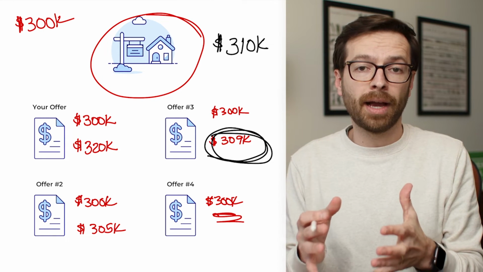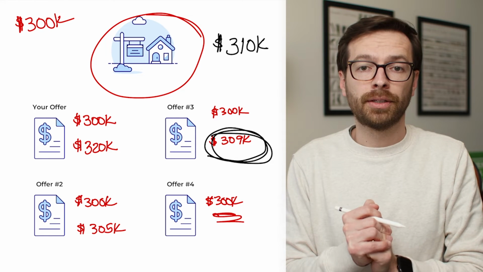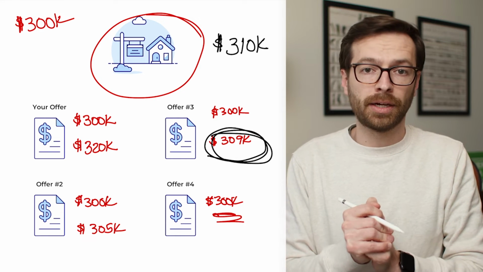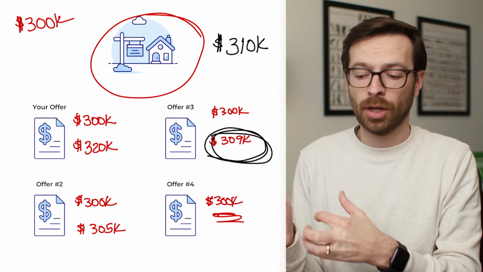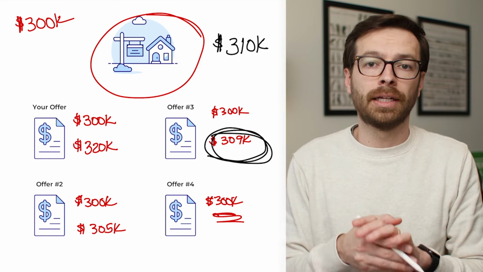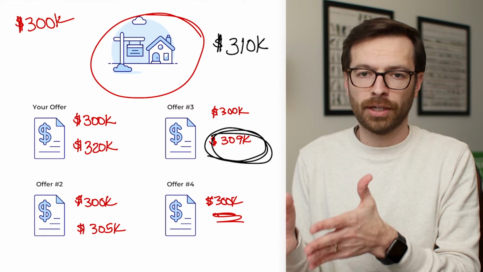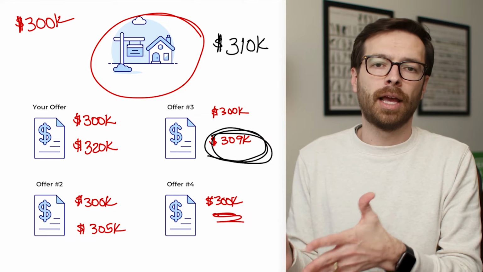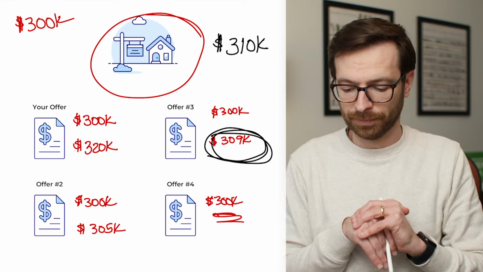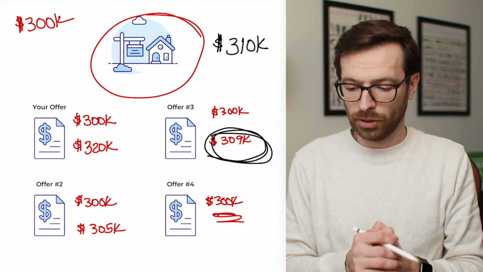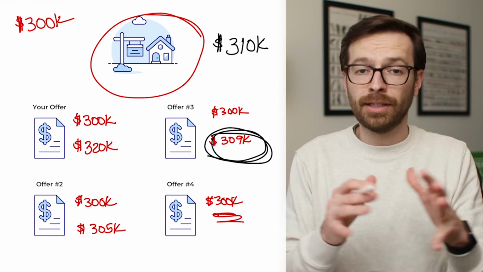So you were willing to pay up to $320,000, but you are selected for $310,000, and the sellers provide you a copy of the competing offers that show that there was another offer in hand that will escalate yours to $310,000.